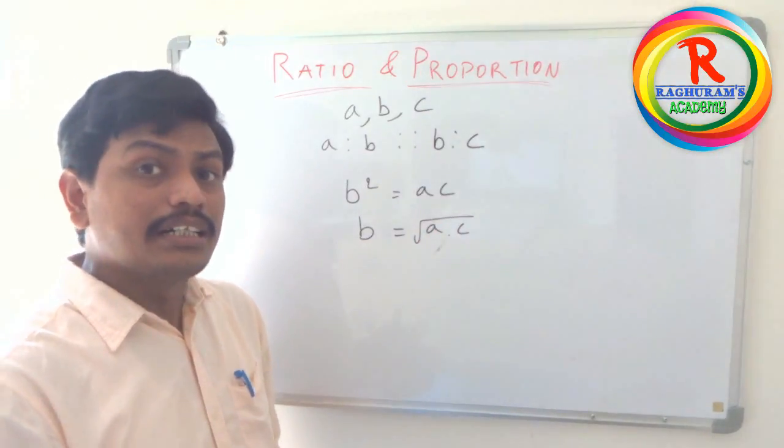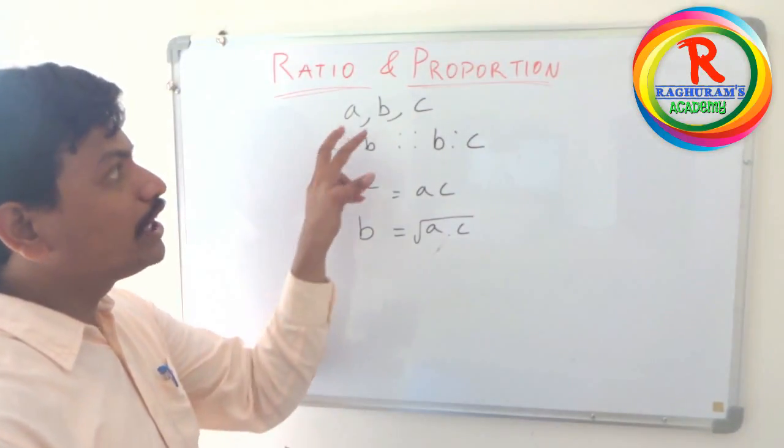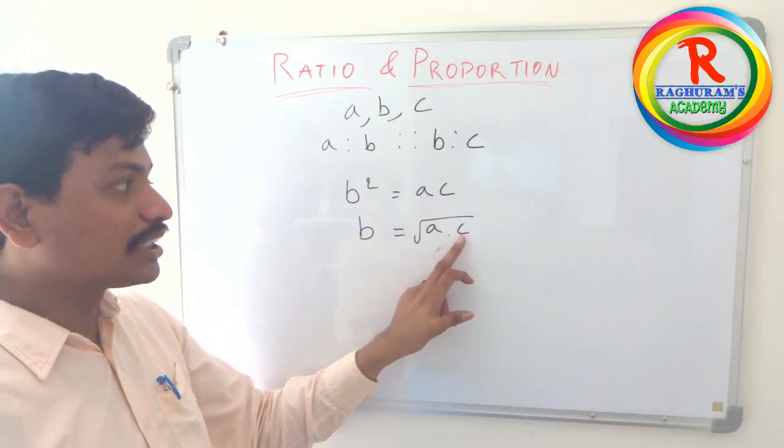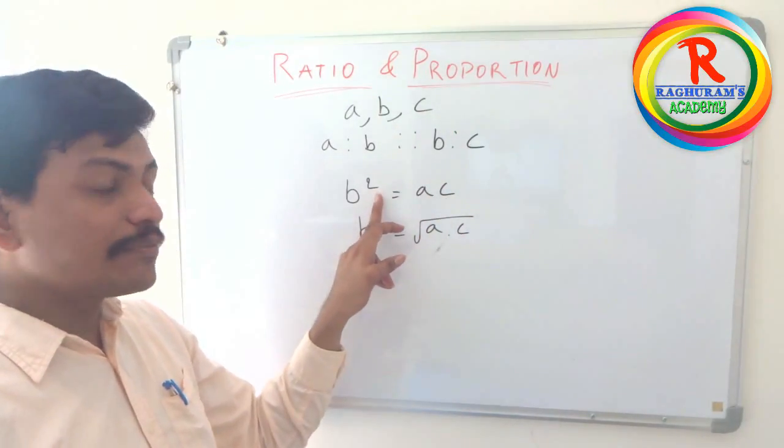So you get questions like this. They give you only two terms and ask you to find the third proportion. How do you find the third proportion? C is equal to B square by A.